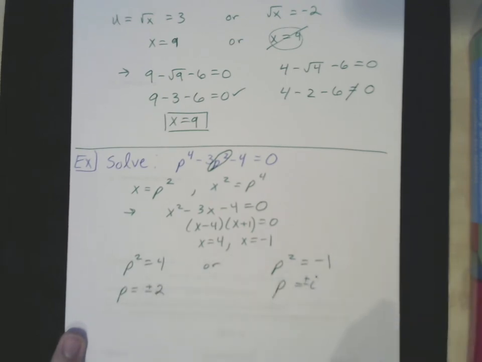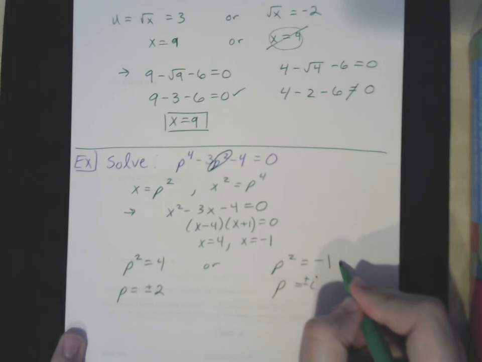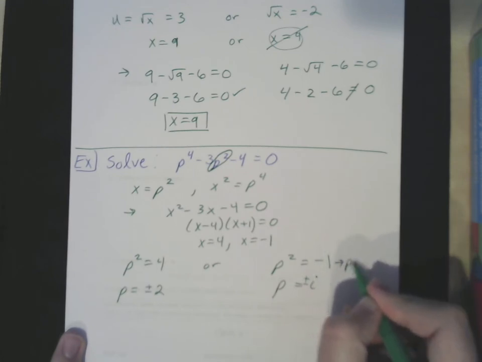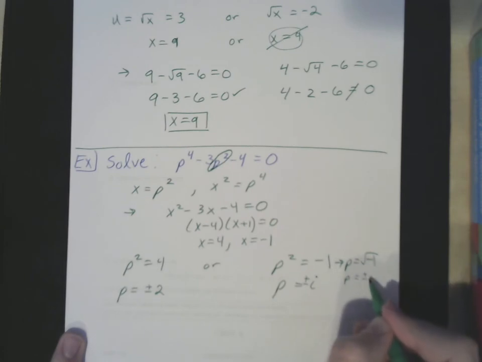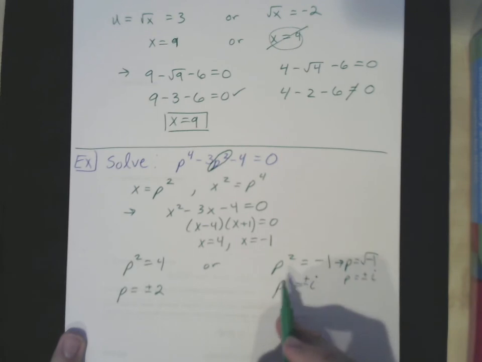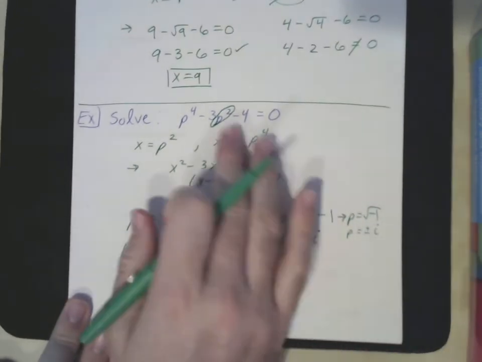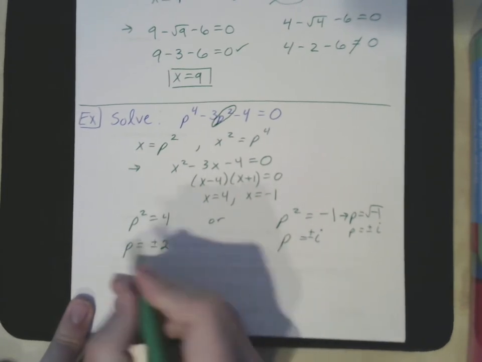So we have 4 solutions, and just to make this clear, we're doing p equals the square root of negative 1, so p equals plus or minus i. Because our square root principle still holds, when we take the square root, we still need our 2 answers. So when we go back, we have 4 things to check.